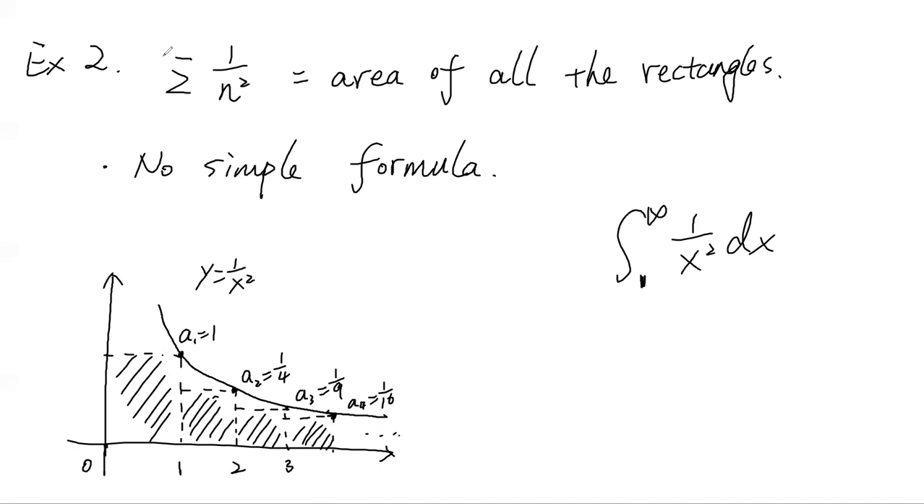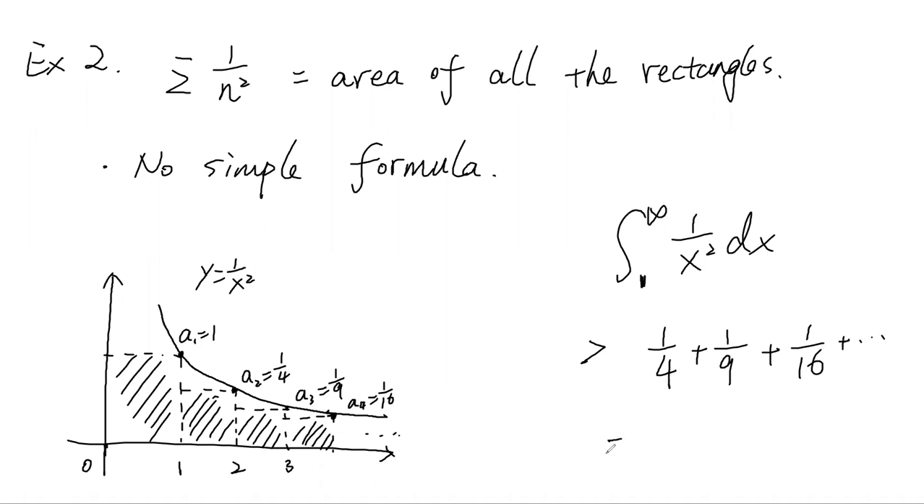And then we can write this. Instead, if we compute the area of the rectangles from the second rectangle, if we just ignore the first rectangle, or the first term in this series, you will see that this is greater than 1/4, which is the area of the second rectangle, plus 1/9, the area of the third rectangle, plus 1/16, the fourth, and so on.